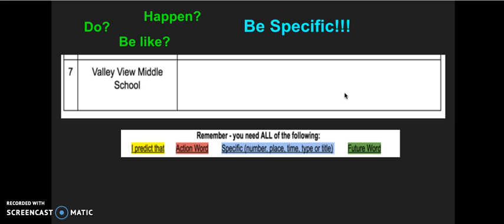Okay, students, number 7 is all about Valley View Middle School. You are going to make a prediction about our school. Okay, what do you think our school is going to do this year? What do you think is going to happen to our school this year? Or what do you think our school is going to be like? Do you think our school is going to do a music concert or a play? Do you think our school is going to do something in our community? Do you think our school is going to be a safe place to learn or a friendly place?